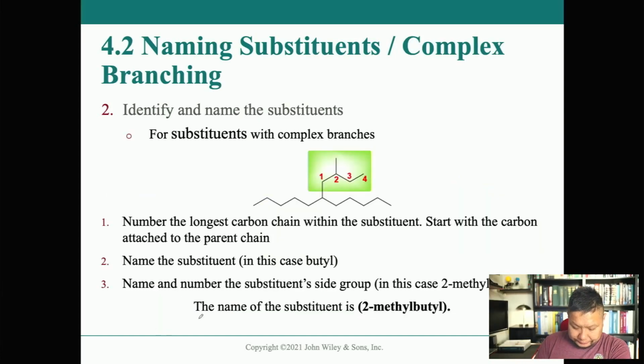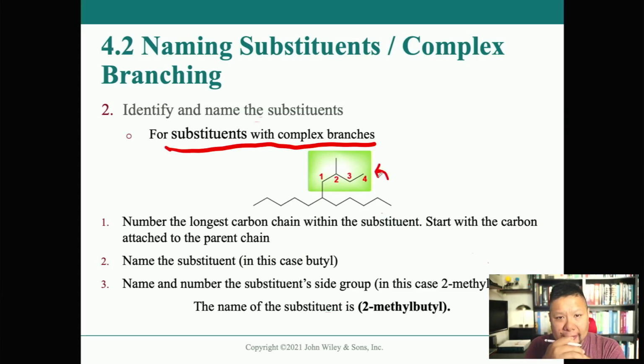Identifying and naming substituents. Ooh, branches. For substituents with complex branches, number the longest chain of carbons within the substituent, starting with the carbon attached to the parent chain. Name the substituent. In this case, it's a butyl, because we have 4 carbons here. Then name the substituent's side group. In this case, it's a methyl on the second carbon, so it's a 2-methyl. So we have a butyl with a methyl attached to the second carbon.